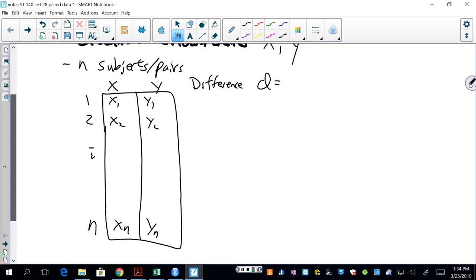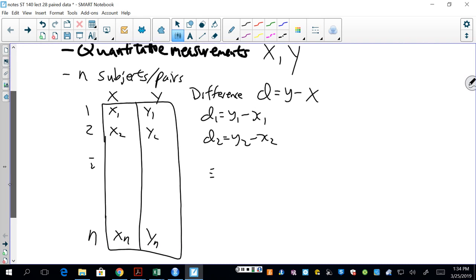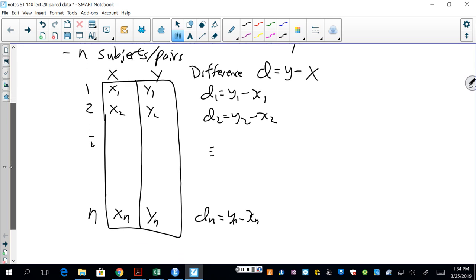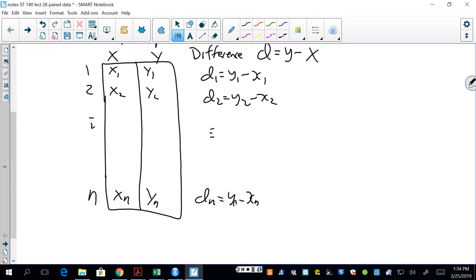So say D is Y minus X. Sometimes you might take X minus Y, and whatever the context is, you have to think about what it means to take the difference. But so then D1 is going to be Y1 minus X1, and D2 is going to be Y2 minus X2, etc. And the last one is D sub n is Y sub n minus X sub n. Okay. And so we have n differences. Okay. And so we're going to summarize that just like we would summarize one sample.